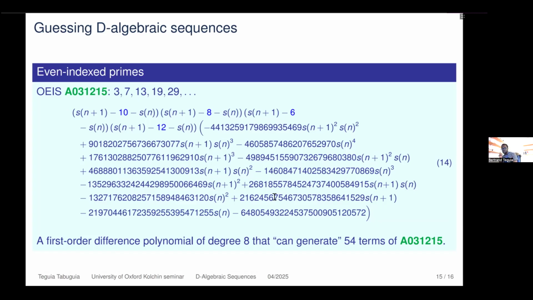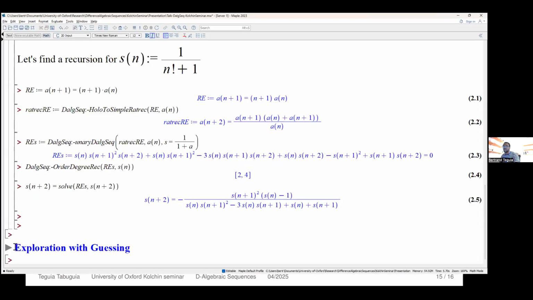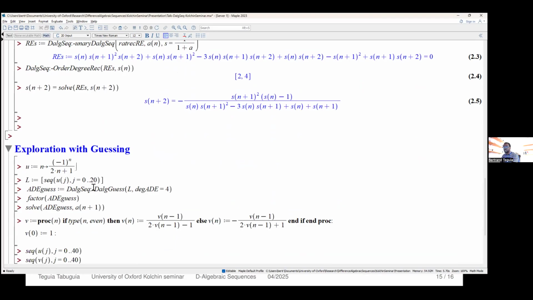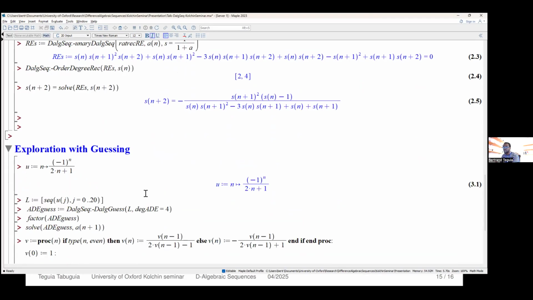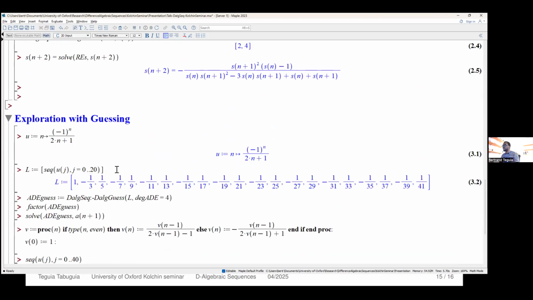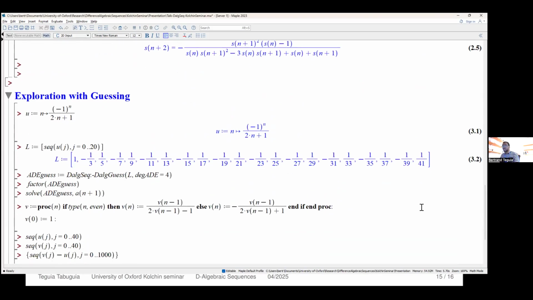Another example I want to show comes back to our initial converging partial sums. This was the summand. So I defined this sequence and I computed the first 21 terms of the sequence. These are the first 21 terms.